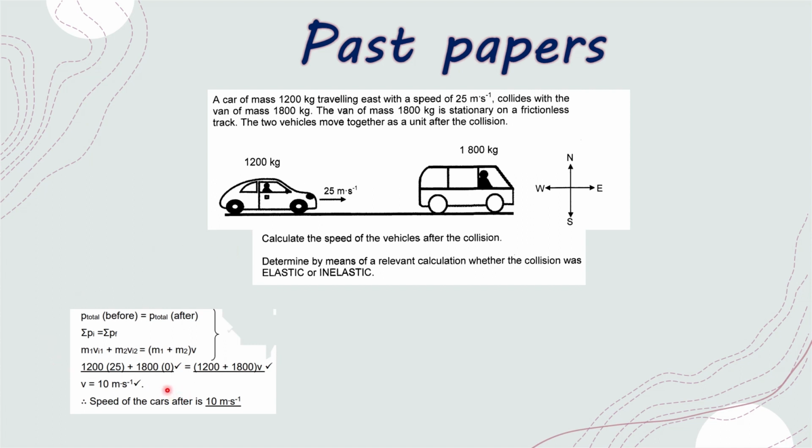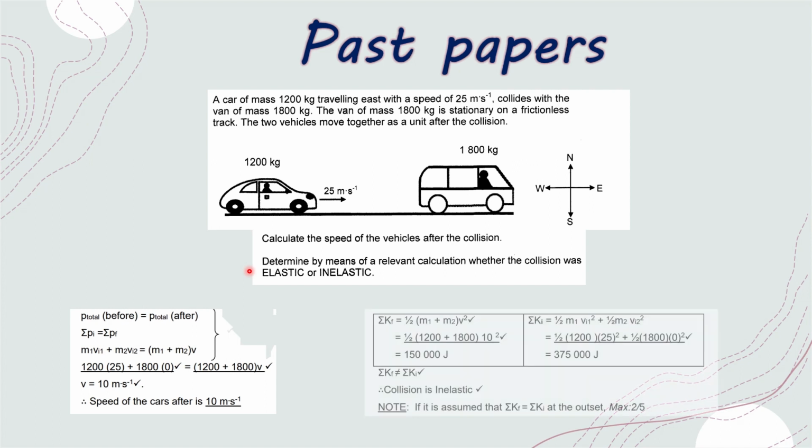The next thing you do is write your formula and fill in all the values. 0 because they tell you it is stationary, and this is written in this format since they move as a single unit, thus you add their masses and there's only one velocity. The next question, determine by means of a relevant calculation whether the collision was elastic or inelastic. If you've watched any of my previous videos, you would know exactly how to do this. The first thing you do is work out your kinetic energy initial and kinetic energy final. Then compare your two answers. If they aren't equal, it is inelastic, like in this case.